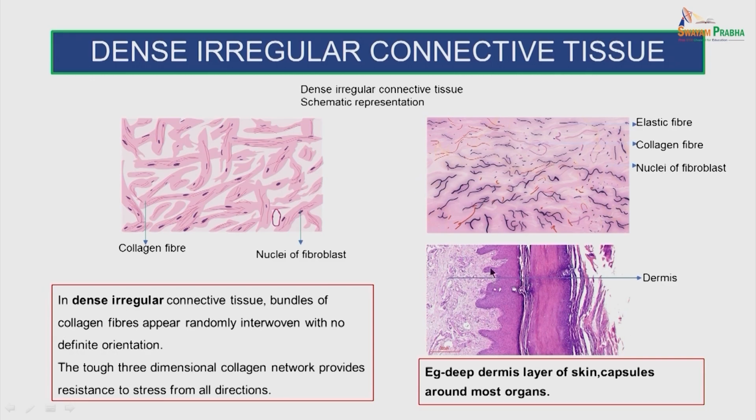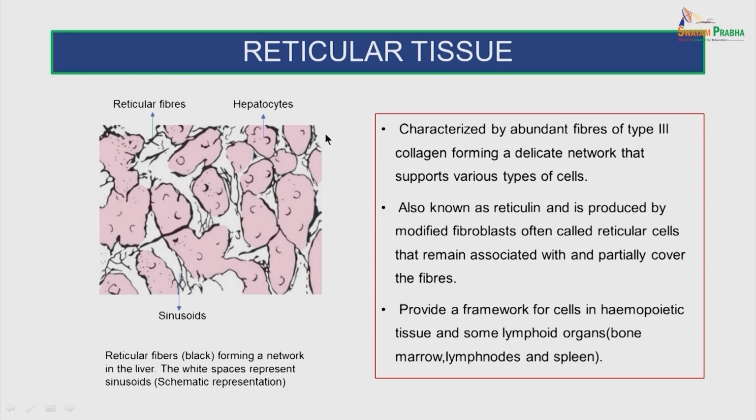So the example is deep dermis layer of the skin and capsules around most organs. So this is dense irregular connective tissue. The reticular tissue. So this is characterized by abundant fibers of type 3 collagen forming a delicate network that supports various types of cells, also known as reticulin, and is produced by modified fibroblasts, often called reticular cells, that remain associated with and partially cover the fibers.